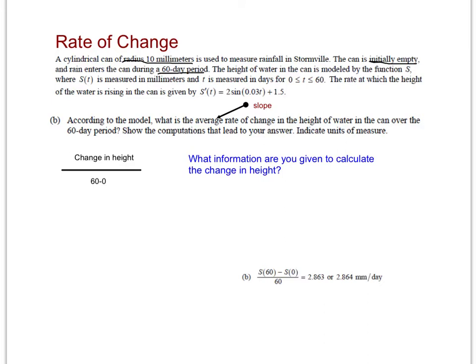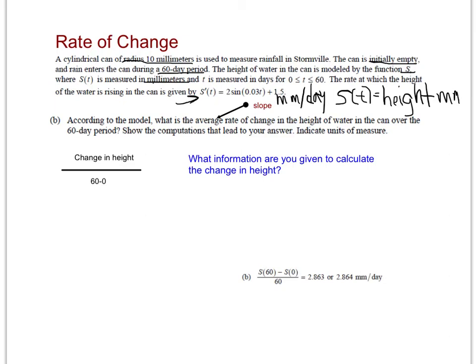The height can be modeled by the function s. So s of t will give us the height of water in the can. Okay, very important. Now it's measured in millimeters. So height in millimeters. The rate at which it's rising is given to us in an algebraic function. So that's the rate of change of height in millimeters per day. So we might want to write that, millimeters per day.